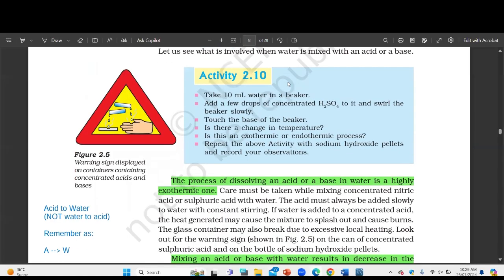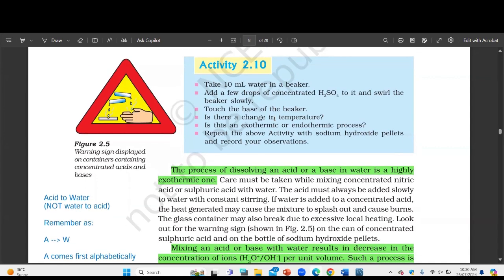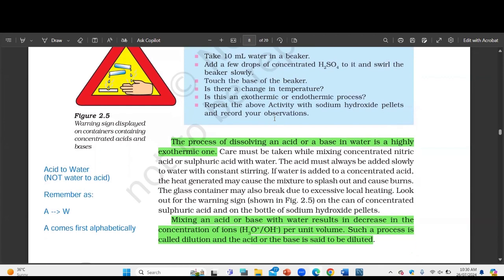So for this, we're going to perform the experiment activity 2.10, and we're going to take 10 ml of water in a beaker, and we're going to add a few drops of concentrated sulfuric acid to it and swirl the beaker slowly. And you can notice that there is a change in temperature, which means the beaker slowly starts heating up. This is because this process is highly exothermic and heat is liberated when you dilute an acid in water.